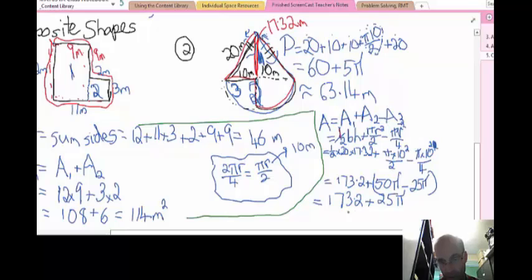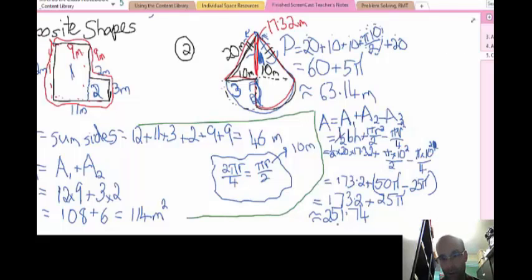And now if you want a decimal approximation as opposed to an exact answer, we go 173.2 plus 25 pi. So 173.2 plus 25 times pi equals 251.74. So 251.74 meters squared.